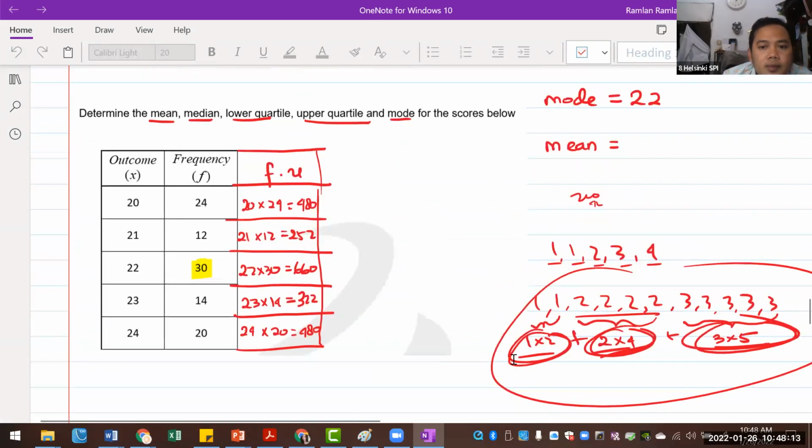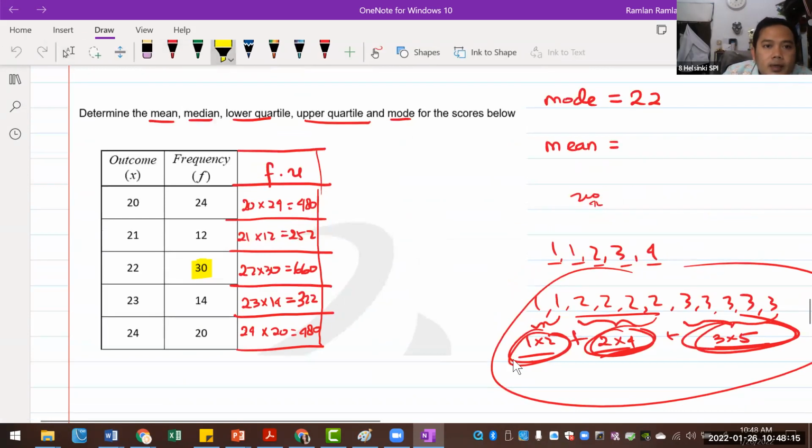Okay, so yeah, go on. So again, we need to add these numbers, right? This 480, 252, 660, 322, and 480. So you can use a calculator to calculate the total. The total is 480 plus 252 plus 660 plus 322 plus 480. That would be 2,194. So we write this down as sigma.